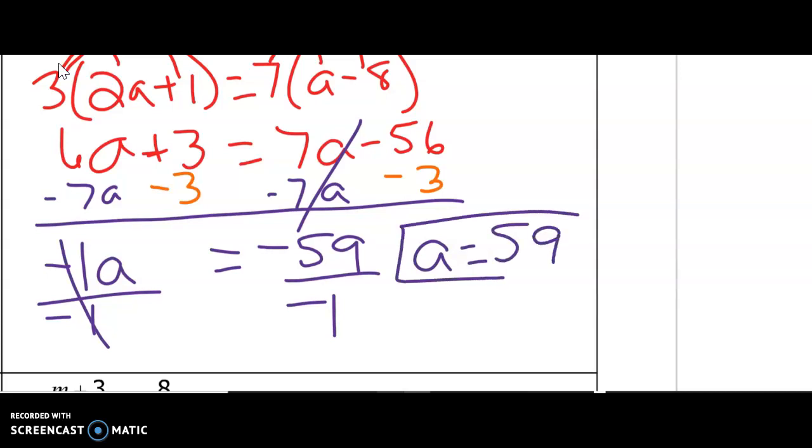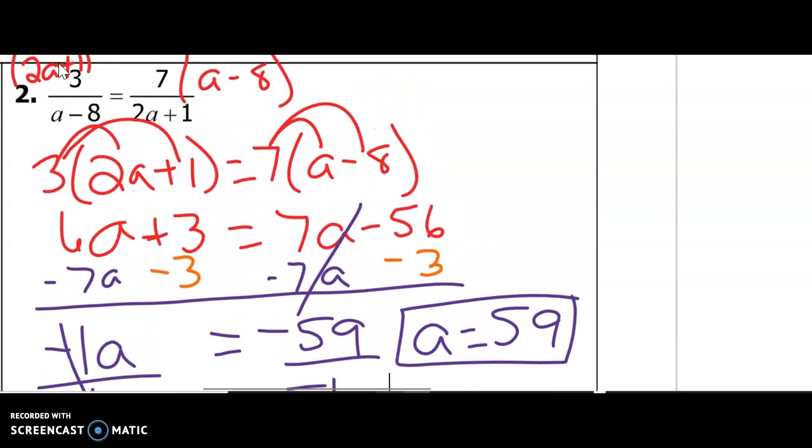Now we need to go back and make sure that that's not an extraneous denominator. So you can plug in 59 minus 8 and get a whole number, and 2 times 59 plus 1 will also give you a whole number. So that answer will work.